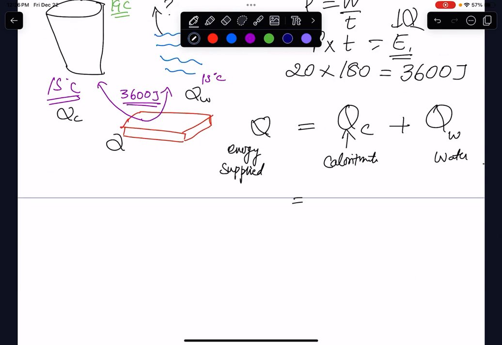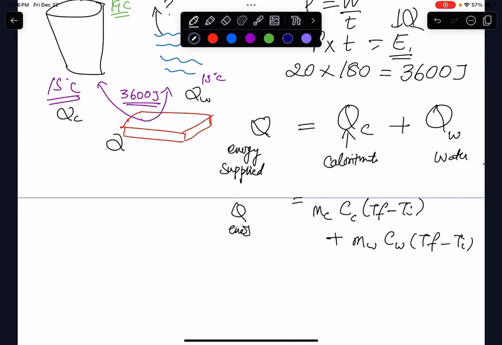Now what is the energy in the calorimeter? Well, that's just the mass of the calorimeter times the specific heat capacity of the calorimeter, so that's Cc, times the change in temperature, which is final temperature minus the initial temperature, plus the mass of the water, the specific heat capacity of the water, multiplied by the final temperature of the water minus the initial temperature of the water. And this is equal to Q energy supplied, okay?